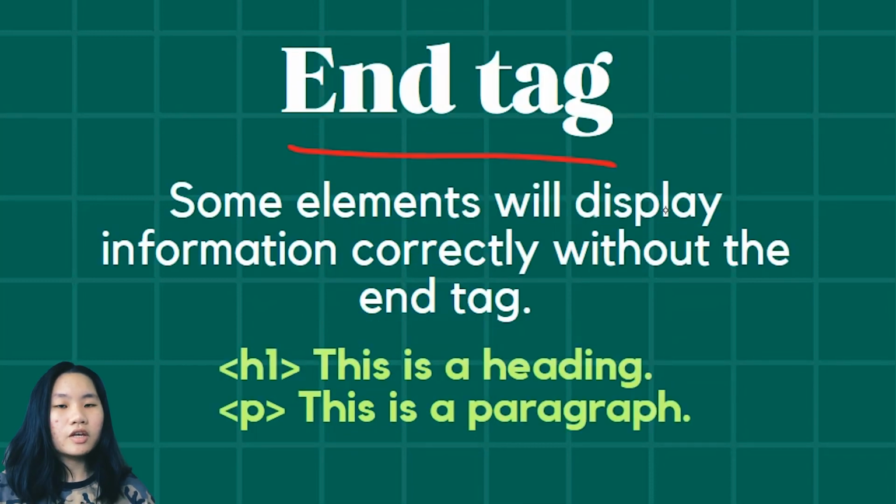Okay, now the end tag. If you exclude the end tag, for example for body or P or div, for some elements it would display the information correctly, but it will generate unpredictable behaviors as well as possible errors. So it's best to be consistent and universal in how you code. So it's best to have an end tag, all right?